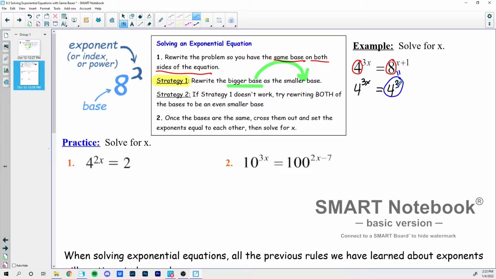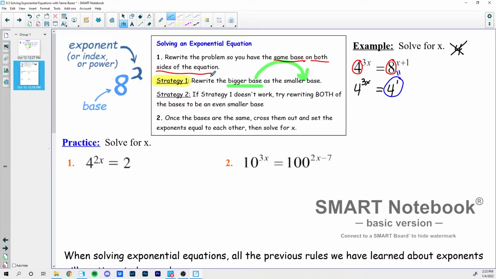Does 3 work? No, that would be a bigger number. Does 1 work then? If we try 1, a smaller number, no, that's still going to be equal to 4, and it's not becoming 8. So 8 isn't working right now. So strategy 1 is failing us. We can't rewrite the bigger base to become the smaller base. So 4 is not working.